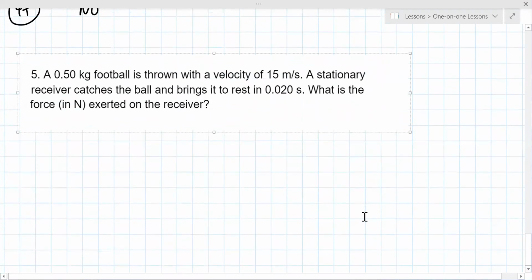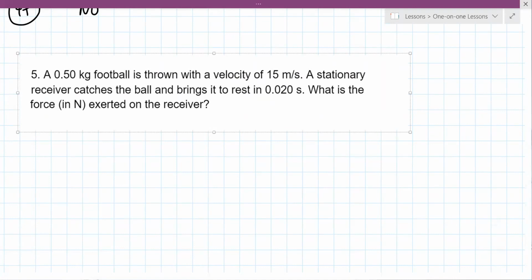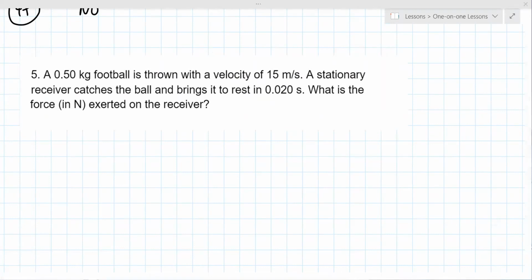So a 0.5 kilogram football is thrown with a velocity of 15 meters per second. A stationary receiver catches the ball and brings it to rest in 0.02 seconds. What is the force in newtons exerted on the receiver? Okay, so the impulse is the change in momentum divided by time, I believe.